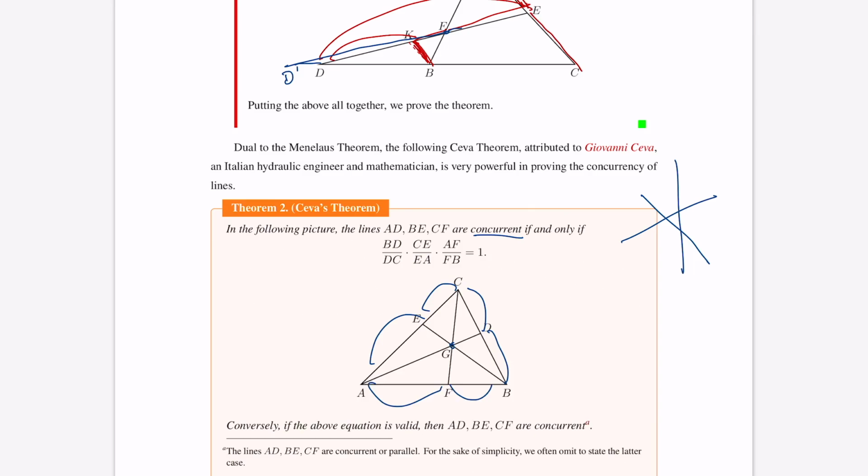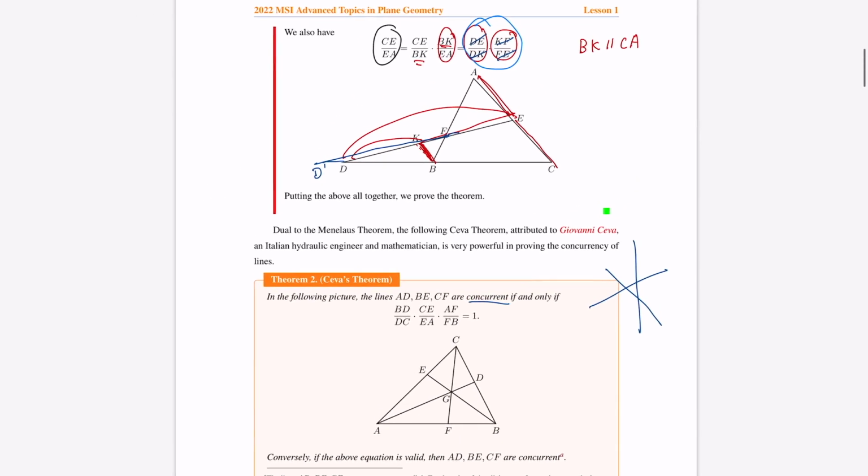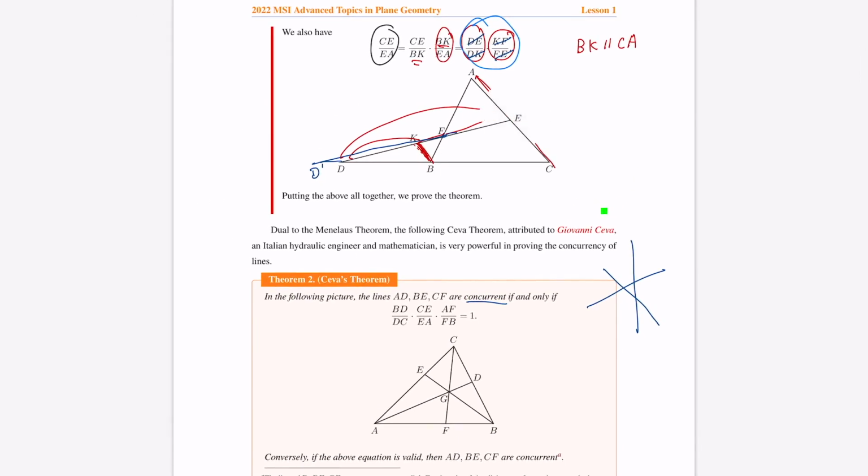And now why do these two theorems look dual to each other? Because for the Menelaus theorem, we are talking about the collinearity of 3 points. And in Ceva theorem, we talk about the concurrency of 3 lines. So here you replace points by lines, collinearity of 3 points by concurrency of 3 lines. So in that sense, these two theorems are dual to each other.